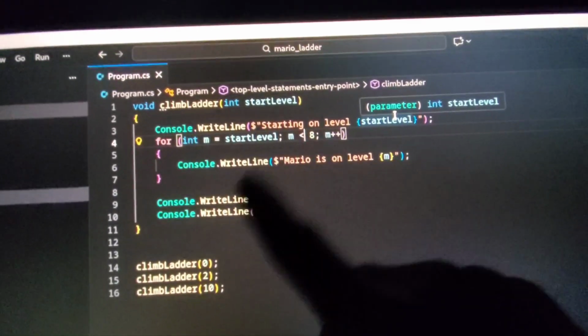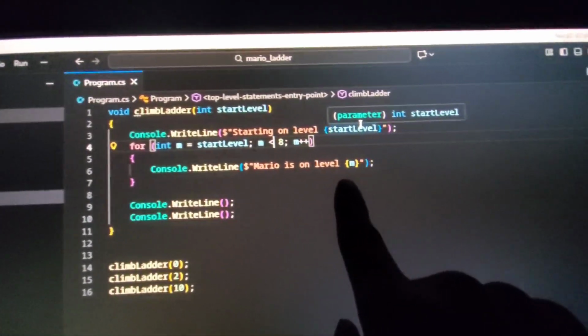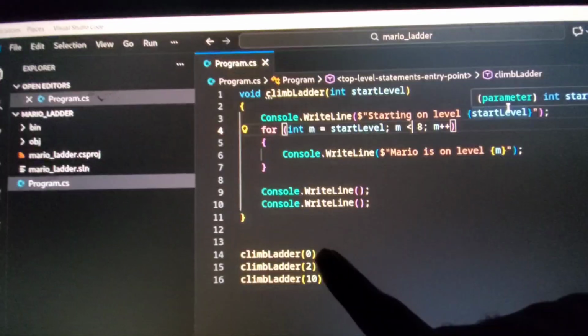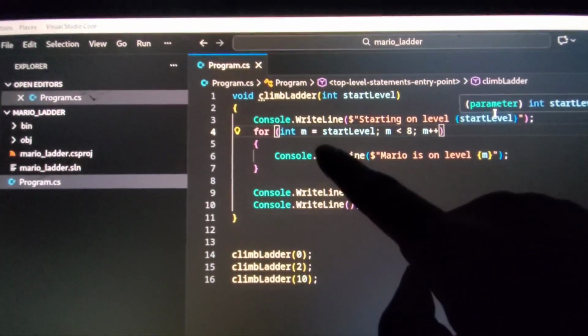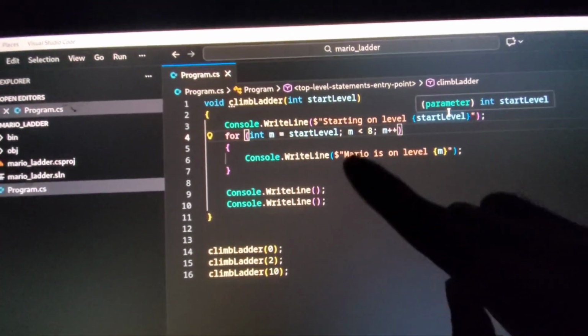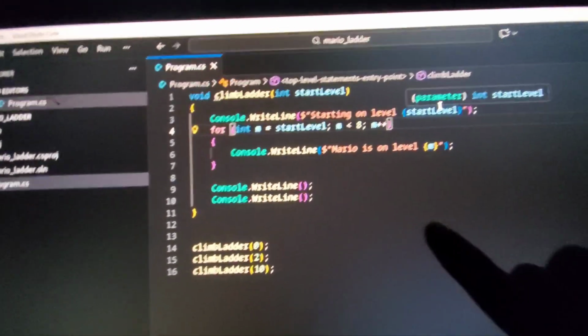Now, based off what you described with int m is equal to the starting level, with m less than 8 and m plus plus, this will print out Mario is on level and then whatever the level that Mario is currently on. For the first go round of this, the starting level will equal 0, and thus it will go through this loop 8 times, with level 0 being the first level.